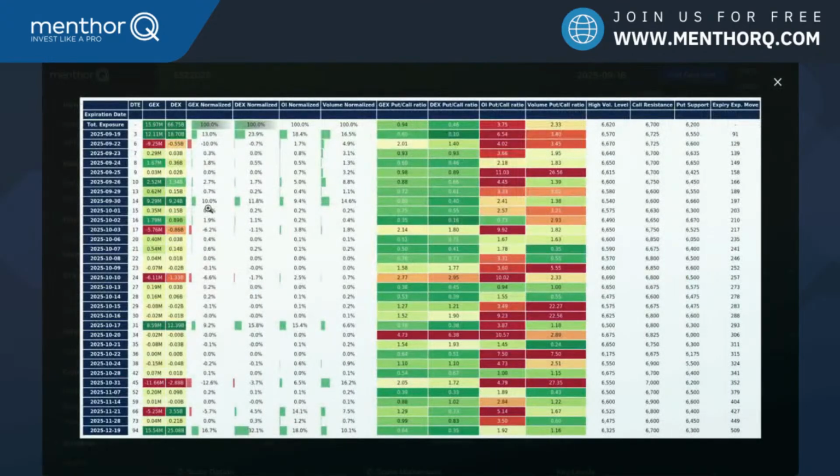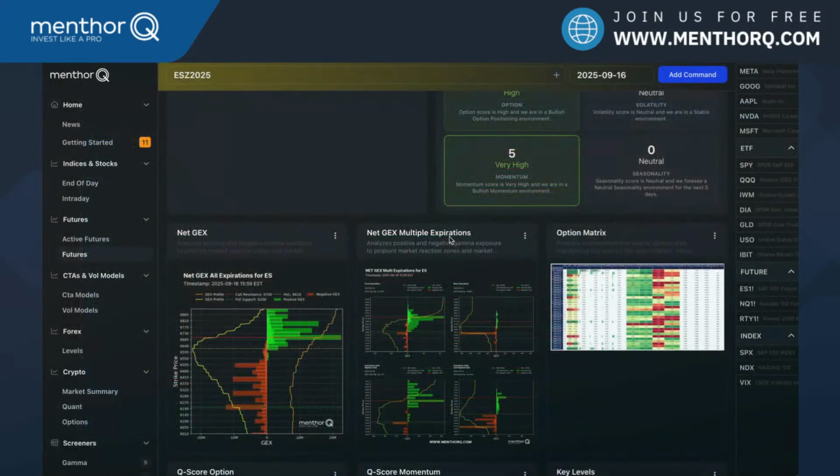Then you can also look at the matrix, and you can see how much gamma is expiring specifically on the ES contract. So here we have the ES option chain. This is looking at futures options, so not options on SPX, but actually options on ES, right? Very, very important. So we want to see if we are overall in positive or negative gamma. For the 22nd, we have some negative gamma positioning: 10% of negative GEX expires on the 22nd, and for the 19th, we have about 13% of gamma expiring there. So very, very key.